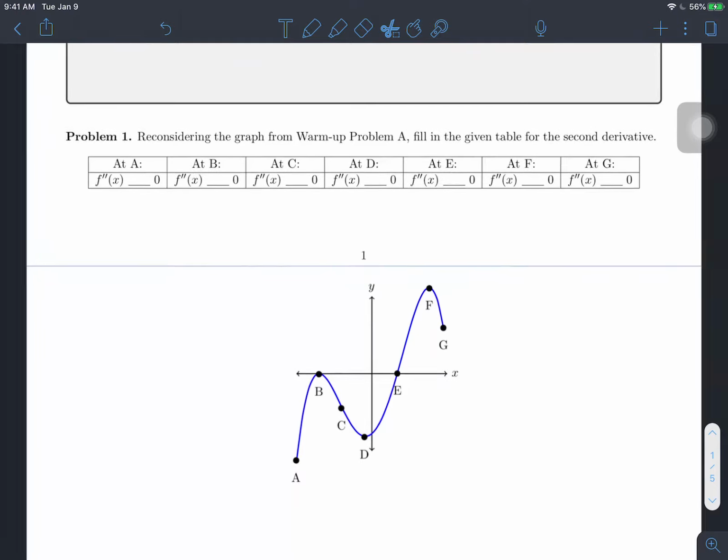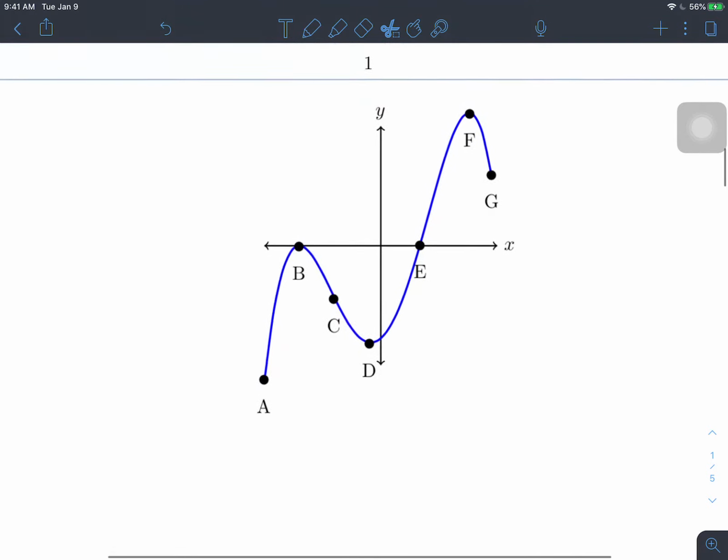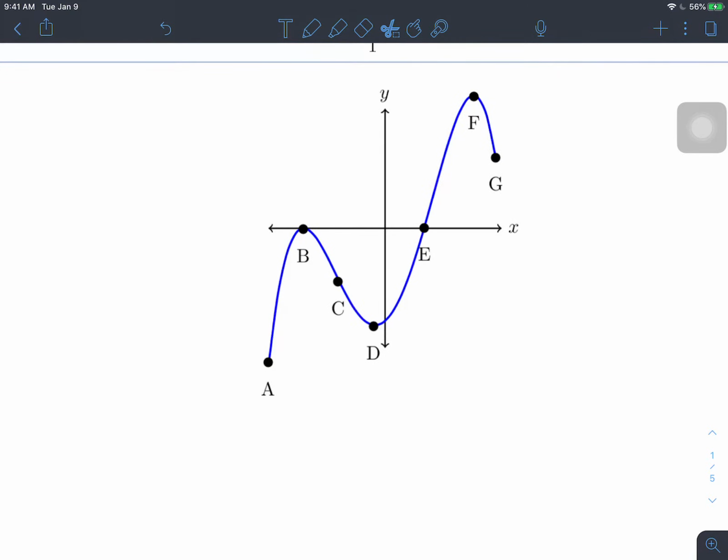Okay, so now we're supposed to figure out whether our function is concave up or concave down at each of these points. I'll do the first two and then maybe I'll have you help me with the rest. So at A, remember, there are two ways that I can characterize whether we're concave down or up. I can think, okay, it does look like we're bending downwards, so it's concave down. I could just say that.